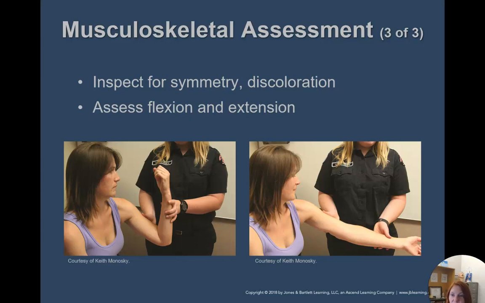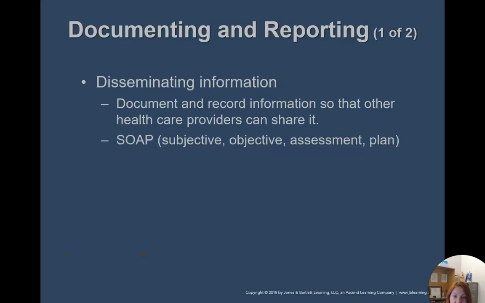Inspect muscles and joints for symmetry and discoloration. Check flexion and extension of major joints like our knees and our elbows. Even small limitations or changes in color can point to major issues like vascular compromise or inflammatory arthritis.